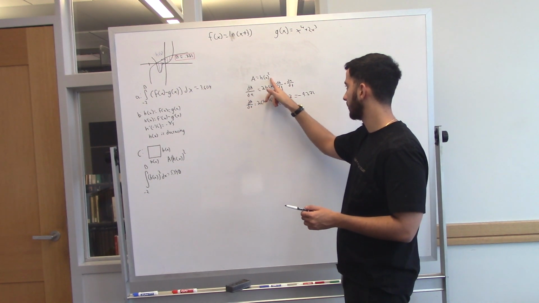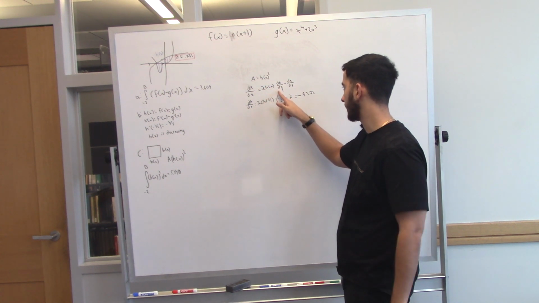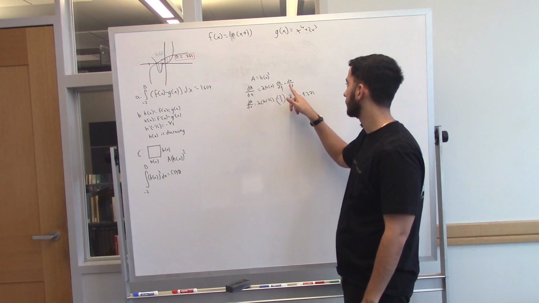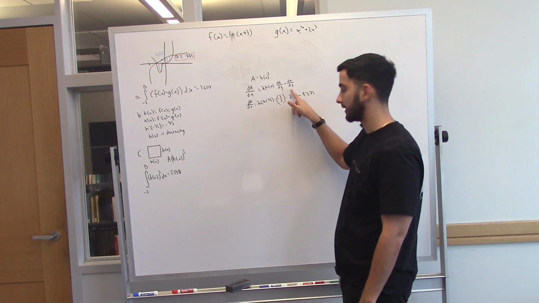So we have power rule 2h of x times the change in h with respect to x times the change in x with respect to time to get eventually back to time.